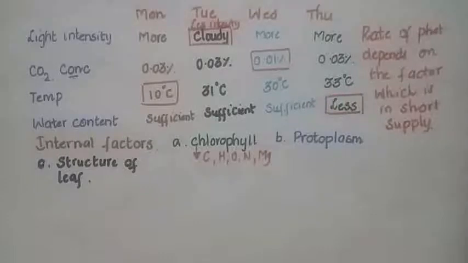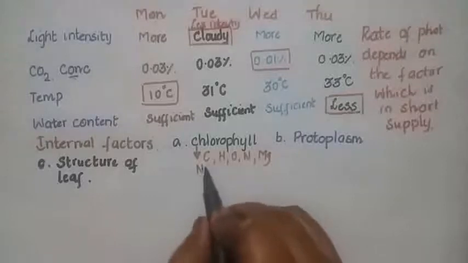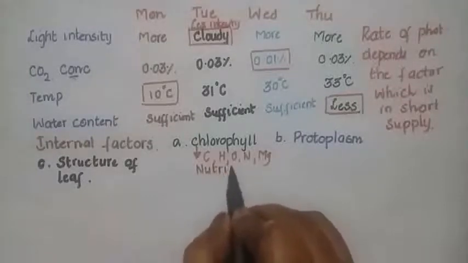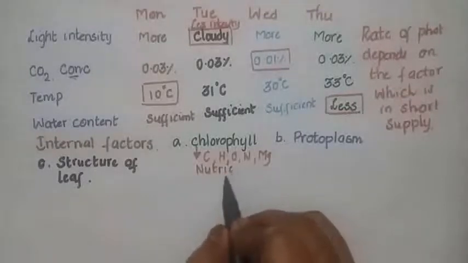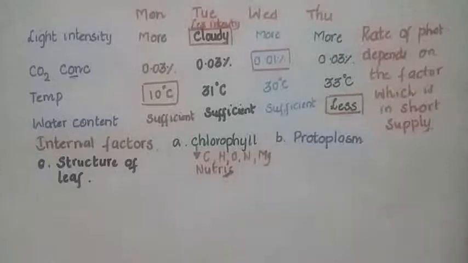In case there is a nutritional deficiency, if there is a lack of nutrients provided to the plants, in that way there is no formation of chlorophyll, which will affect the absorption of sunlight and the rate of photosynthesis reduces.